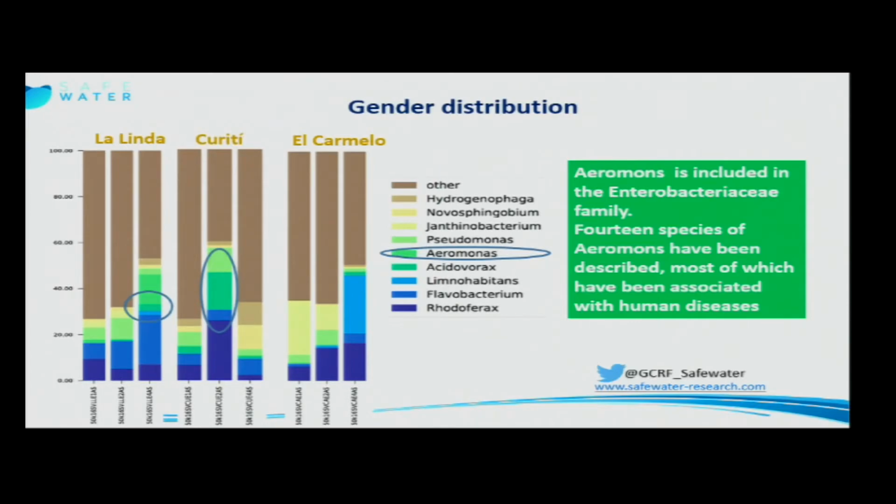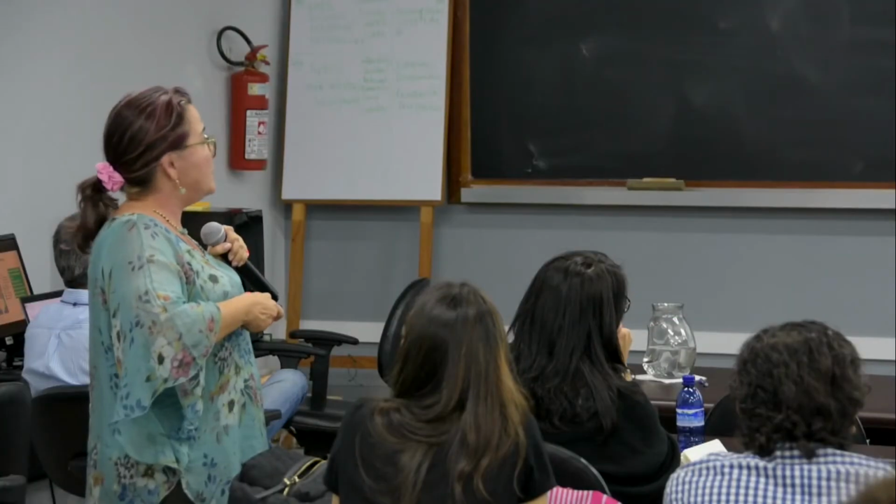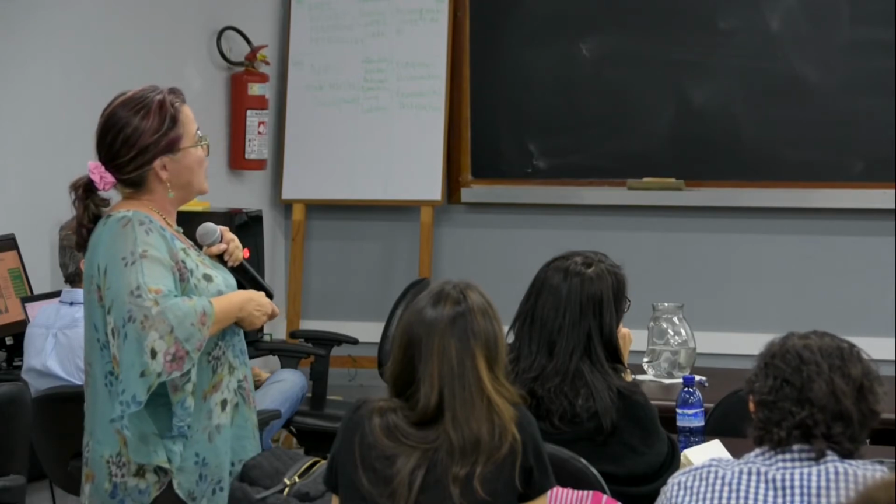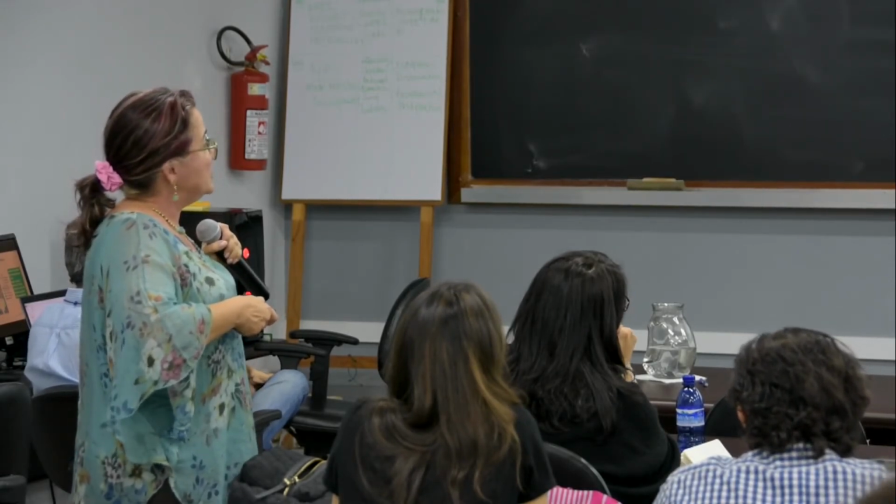Then we wanted to concentrate a little inside the more specific distribution. Some groups are interesting, but we want to highlight the Aeromonas, because this group is very, very important for health. They cause many diseases, including respiratory disease, and in some community samples, specifically in Curity and La Linda, they occupy a very important part of the abundance. So that is something we want to ask.